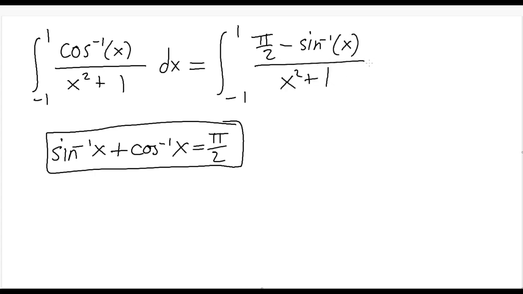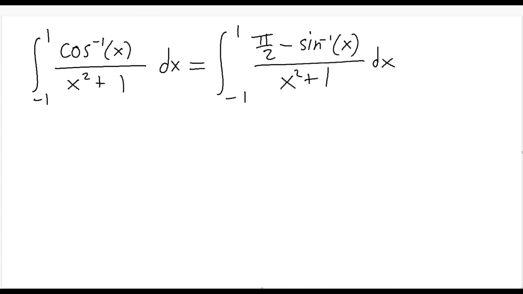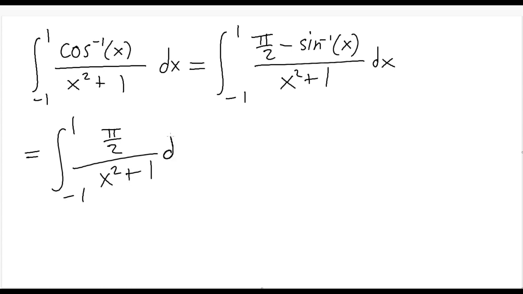This is my sneaky solution that no one suspected. You don't need residue theorem. You don't need to do something complicated like Laplace or the Feynman technique or something like this. Just do this. It's just pi over 2 minus inverse sine of x. Now watch this. Inverse sine of x is just an odd function. So when you split it, this whole thing is just equal to pi over 2 over x squared plus 1 dx.